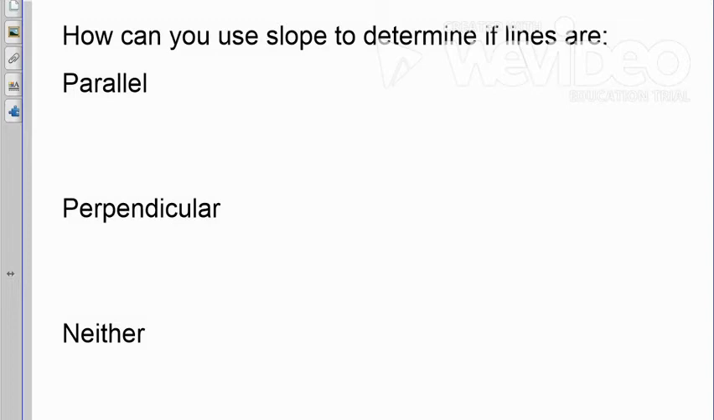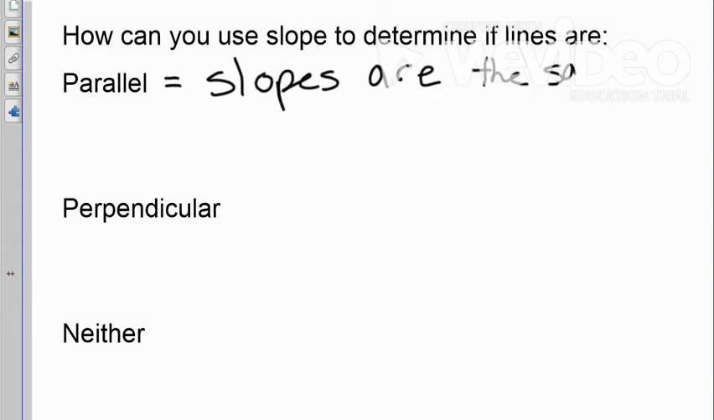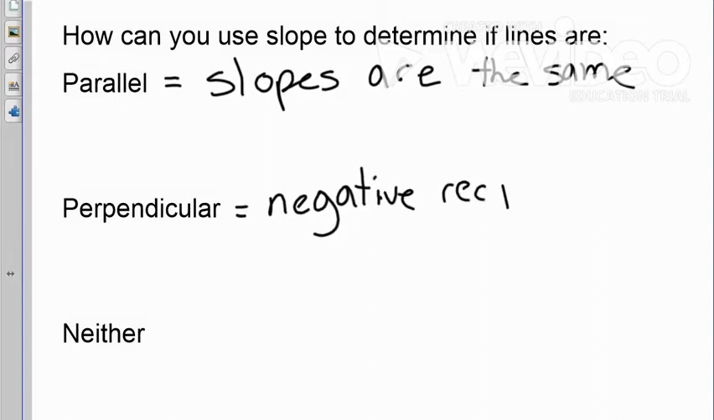All right. So how can you use slopes to determine if lines are parallel? Remember, when lines are parallel, the slopes are the same. When lines have parallel slopes, the slopes are the same. When they're perpendicular, they are negative reciprocals of each other.